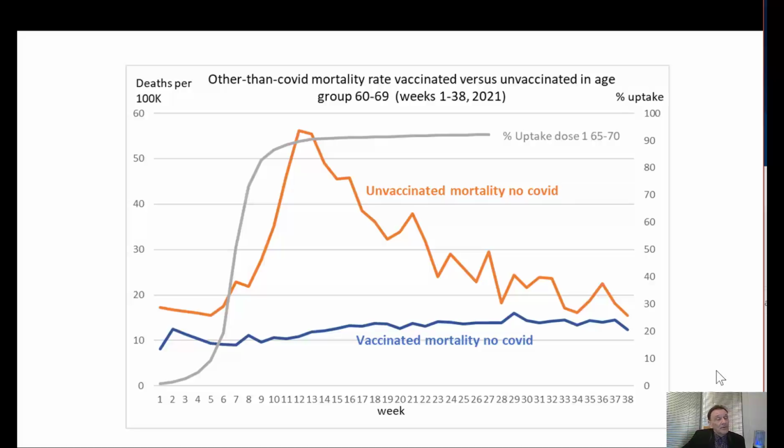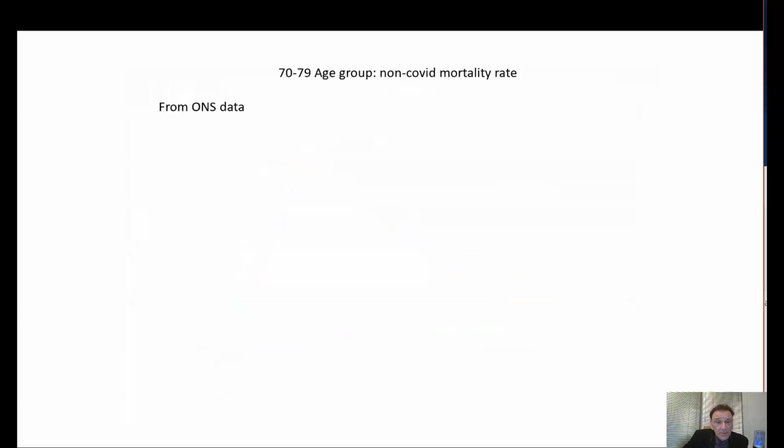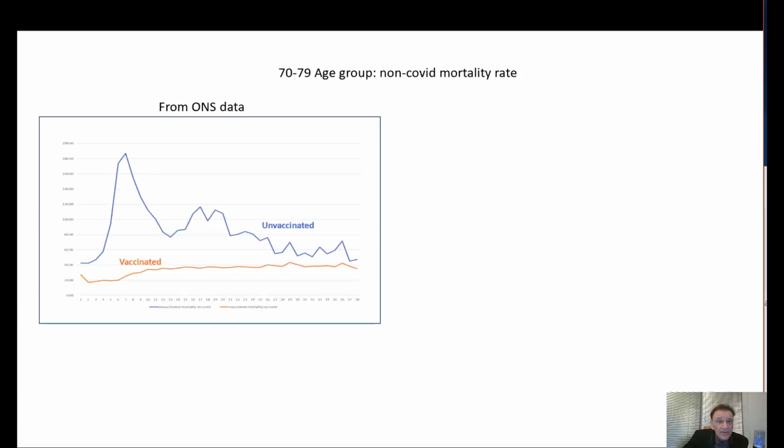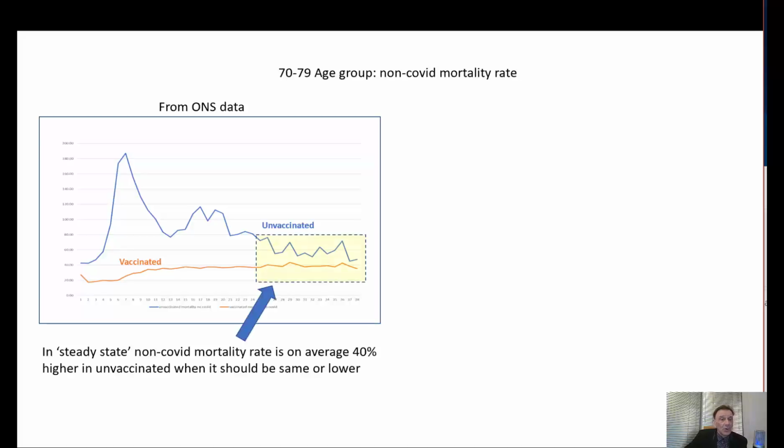Now, I'm not saying a 1 week shift is happening in the ONS data, but it gives a feel for how simple errors and shifts in the data have a major impact on the observed data. In fact, we believe that misclassification and underestimation of the proportion of unvaccinated is having the real impact here. So what we're doing is running simulations with, for example, estimates of the misclassifications based on previous year's mortality data. So here's the non-COVID mortality rate for the 70 to 79 age group. And what you can see here is in the steady state, the non-COVID mortality rate is on average 40% higher in the unvaccinated when it should be the same or lower.